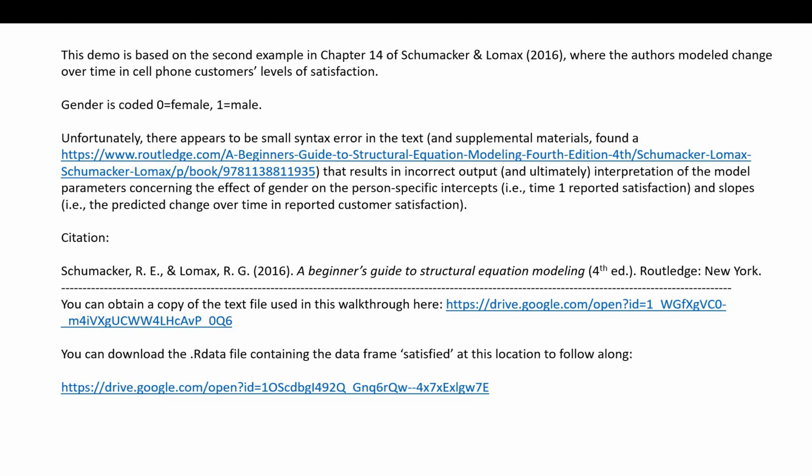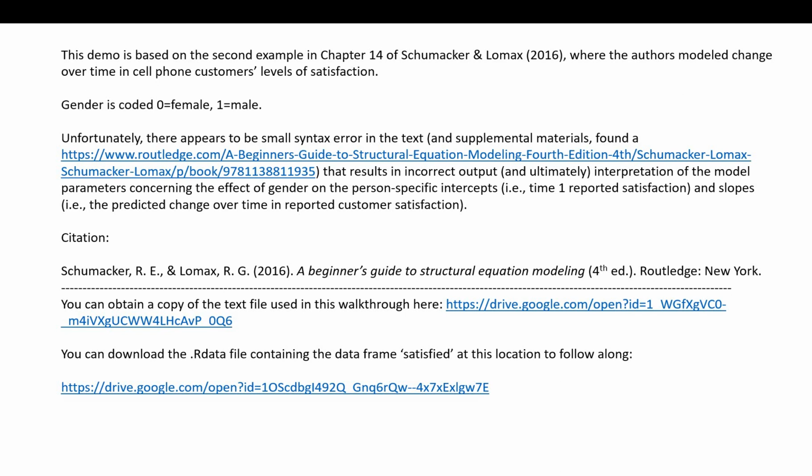And in this example, the authors modeled change over time in cell phone customers' levels of satisfaction. So they basically have repeated measures of reported satisfaction, basically 4 time points. And then there's also a between subjects factor, which is gender, and that is coded 0 for female and 1 for male.